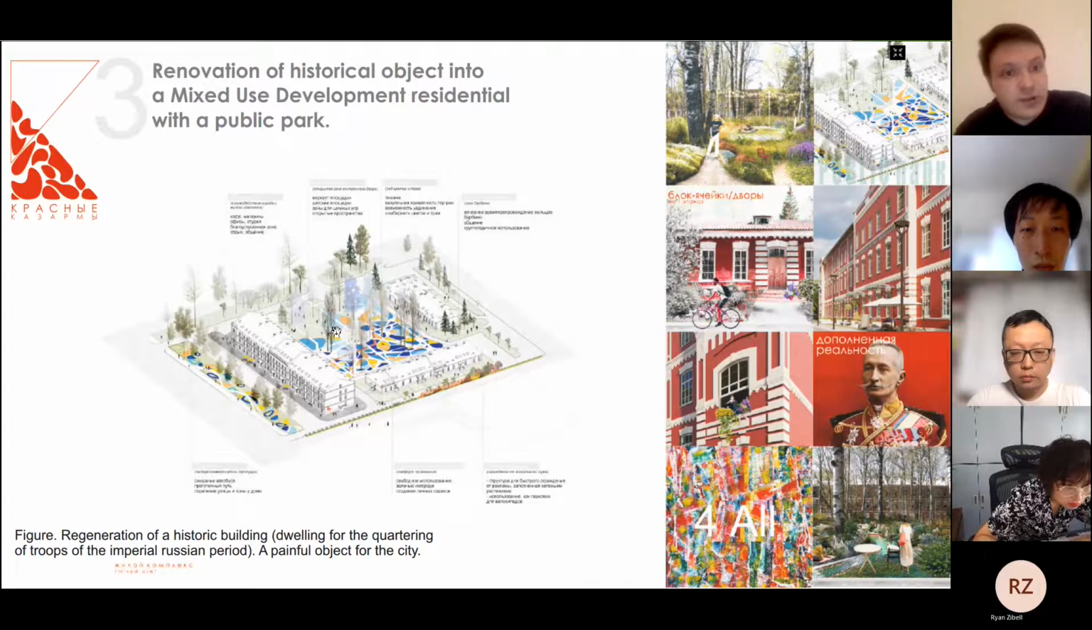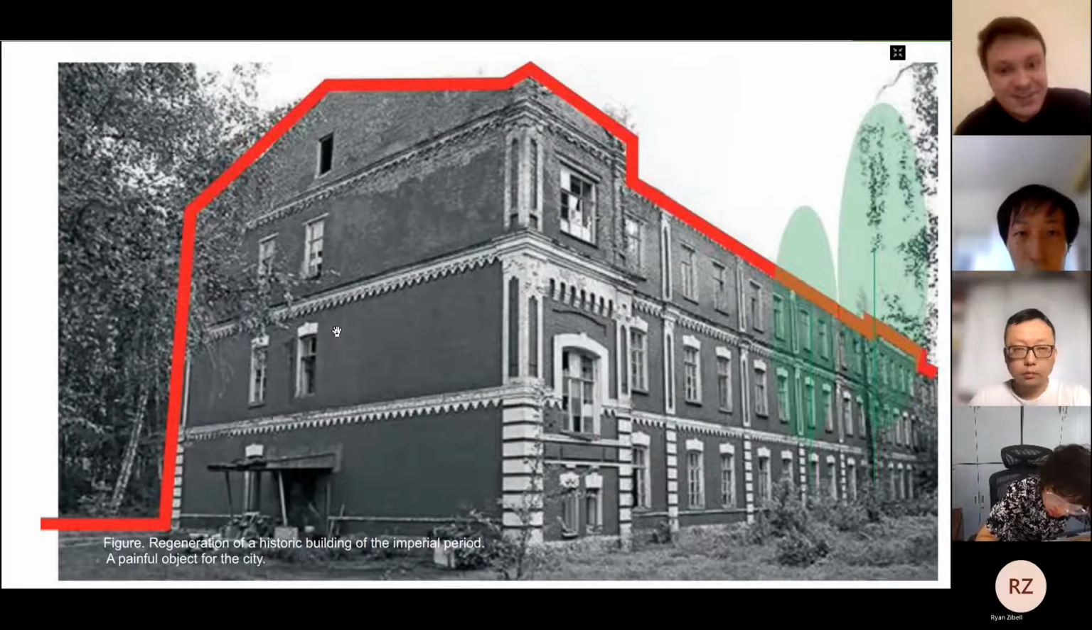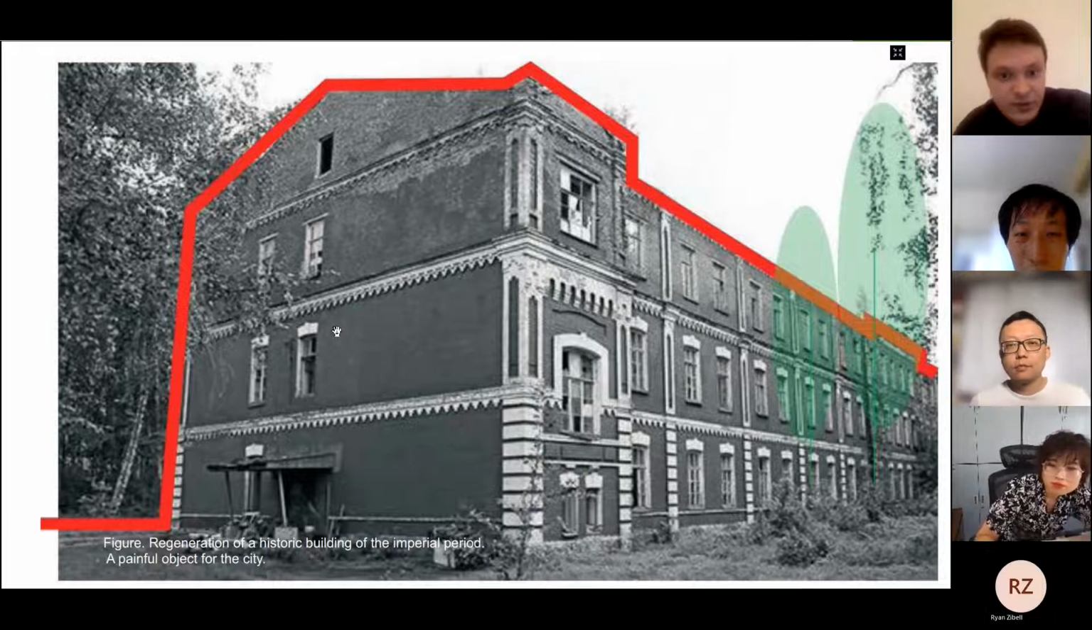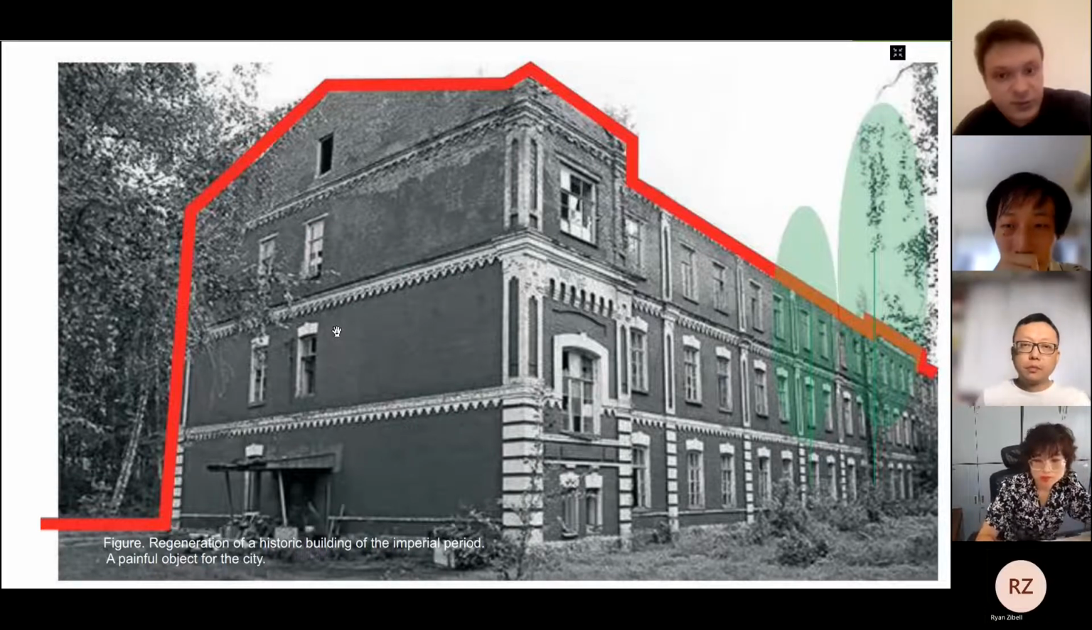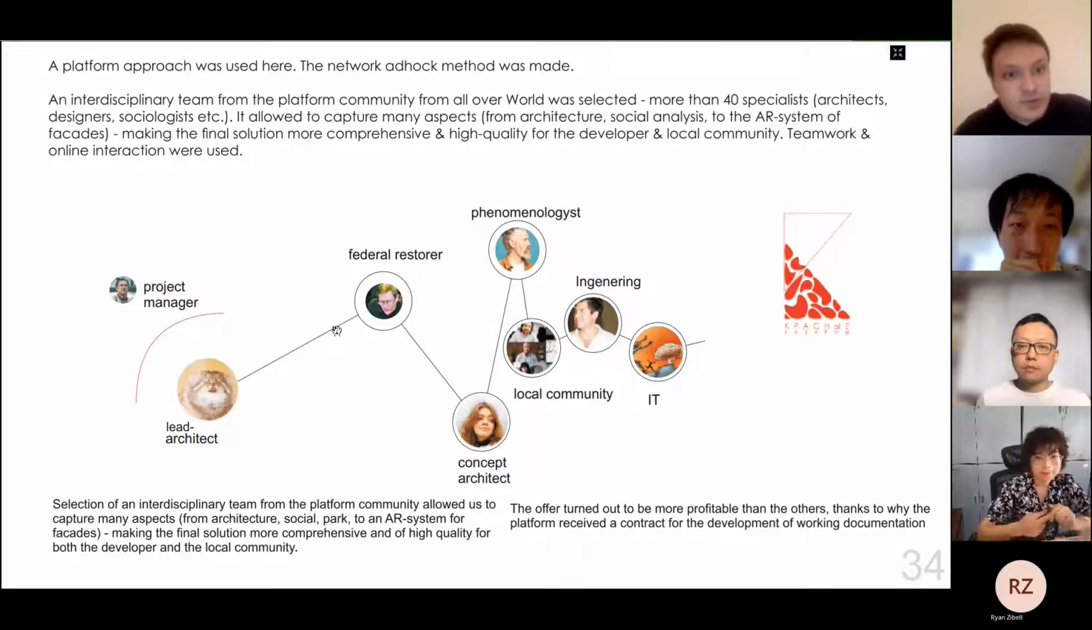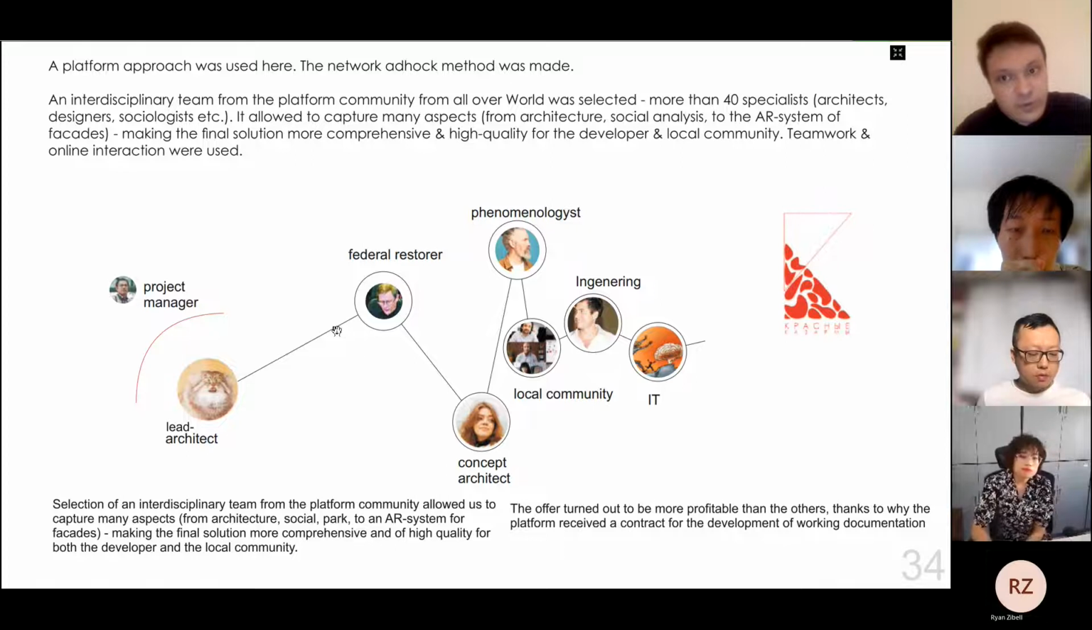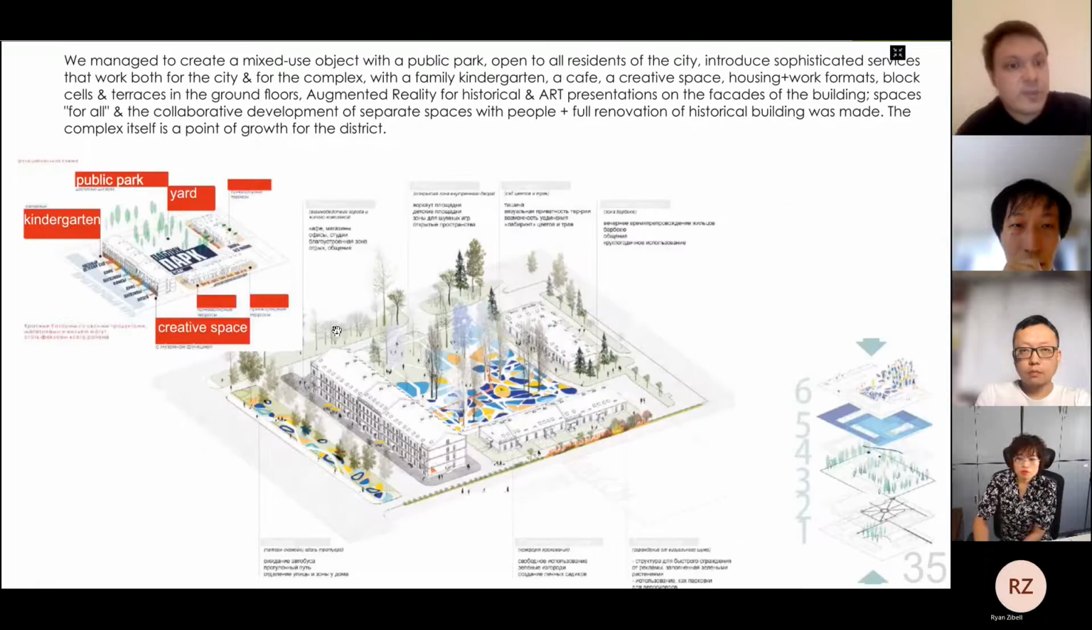A third case is a renovation of a historical object into a mixed-use development, residential with a public park. So here it is. It's a historical complex of three buildings, and the task was to renovate it. A platform approach was used here, and network ad hoc methods were applied. An interdisciplinary team from the platform community from all over the world was created, more than 40 specialists: architects, designers, sociologists. It allowed us to capture many aspects, from architecture and social analysis to the AR system of the facades, making the final solution more comprehensive and high quality.